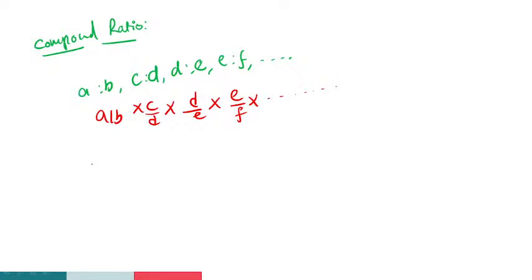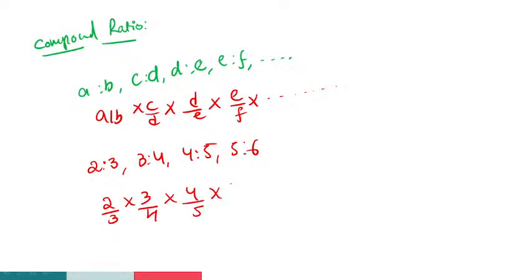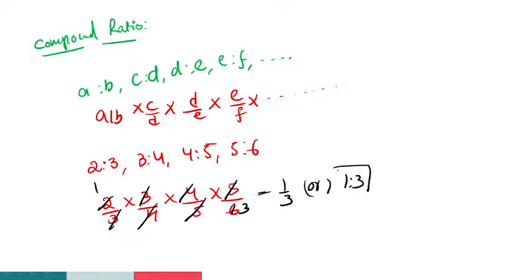For example, a question like this: 2 is to 3, 3 is to 4, 4 is to 5, 5 is to 6. Find out the compound ratio. 2 is to 3 can be written as 2 by 3 into 3 by 4 into 4 by 5 into 5 by 6. Let me calculate, guys. 3 3 cancel, 4 4 cancel, 5 5 cancel, 2 ones are 2 and 2 threes are 6. 1 by 3, or 1 is to 3. That is the compound ratio.